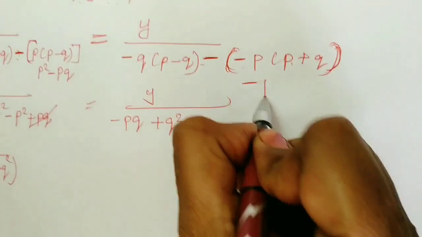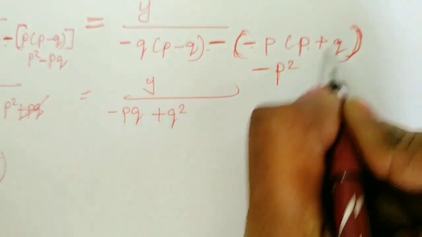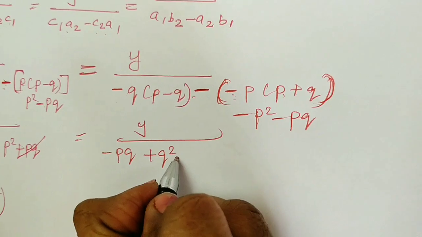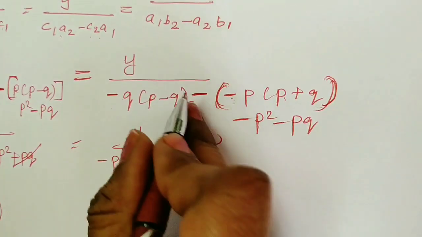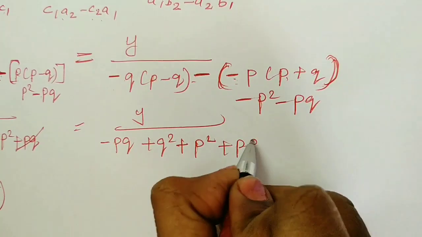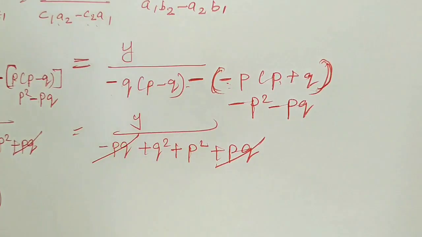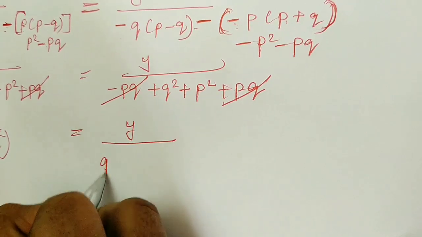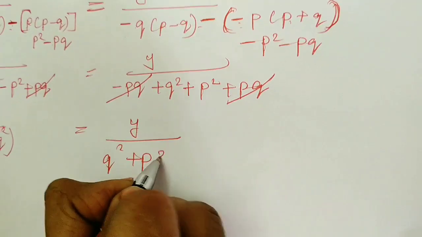This into this is minus P square. Minus P into Q is minus PQ. Now minus of minuses plus P square. Minus of minuses plus PQ. Plus PQ minus PQ get cancelled. Here the value is y is equal to Q square plus P square.